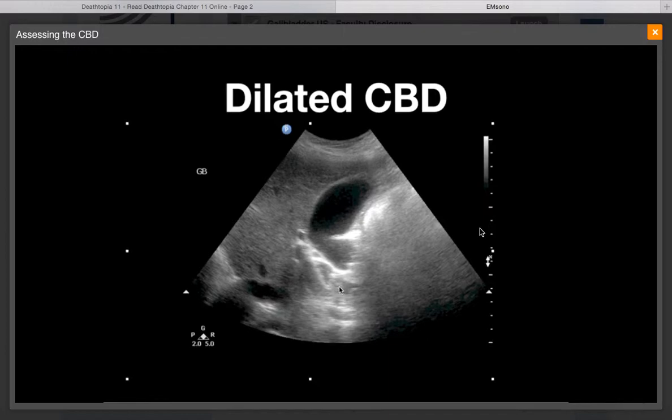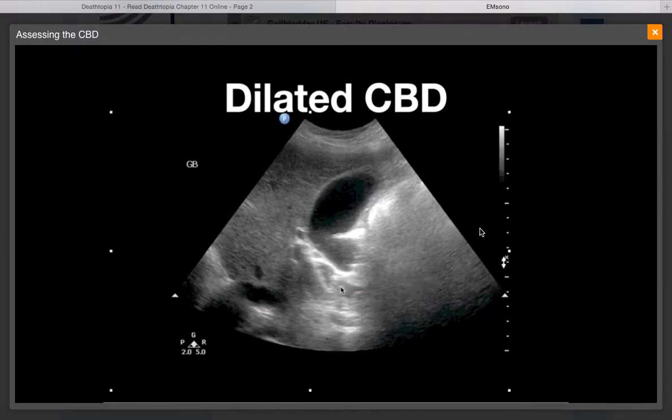So remember, in order to visualize the common bile duct, you're going to have to use very subtle angulations and movements of the transducer. This concludes the assessing the common bile duct video. So remember, try on every gallbladder scan you do to attempt to find the common bile duct. It's not going to be easy at first, and it's going to take time, but it's an essential part of the gallbladder ultrasound exam.